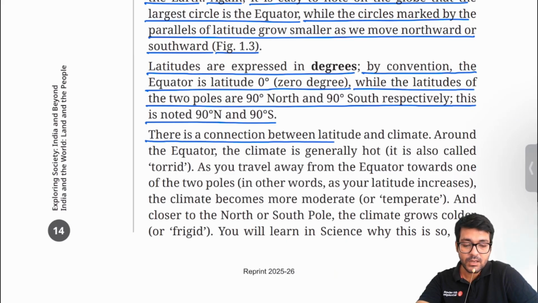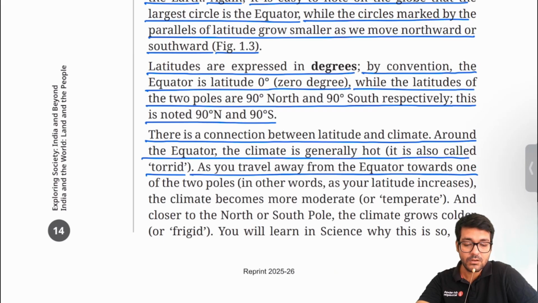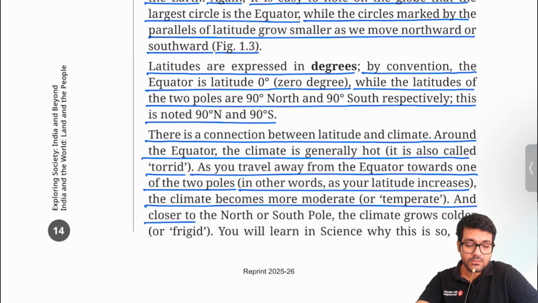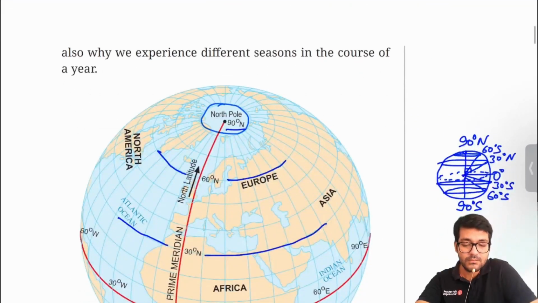There is a connection between latitude and climate. Around the equator, the climate is generally hot. It is also called torrid. As you travel away from the equator towards one of the two poles, in other words, as your latitude increases, the climate becomes more moderate or temperate. And closer to the north or south pole, the climate grows colder or frigid. You will learn in science why this is so and also why we experience different seasons in the course of a year.